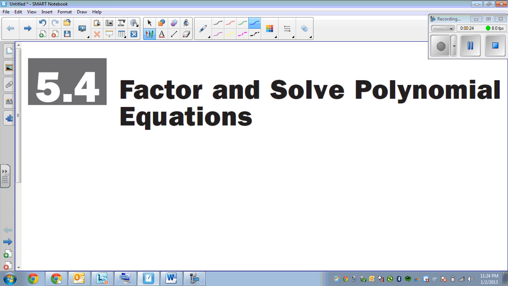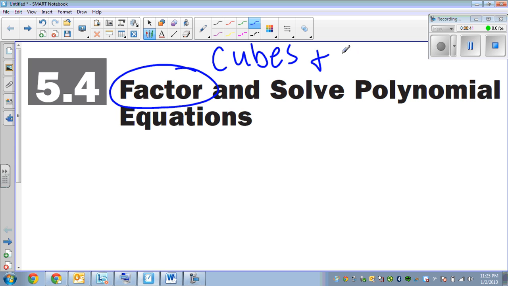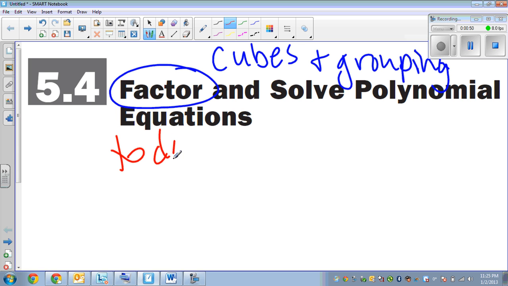I'm going to try to cover section 5.4 as quickly as I can, because you know me, I get long-winded, or at least finish it off. Yesterday we did factoring. We factored cubes, and we factored by grouping. So again, that was yesterday. Today, we're factoring look-alike quadratics, and then we're solving.